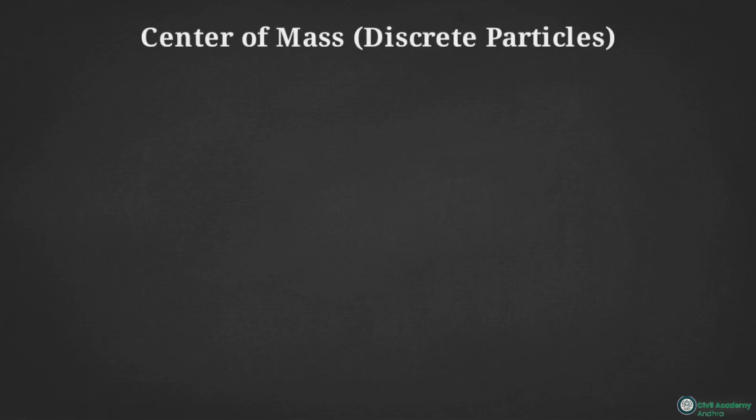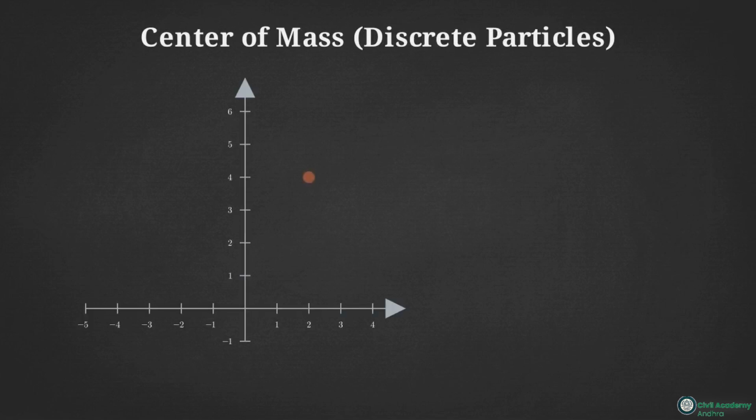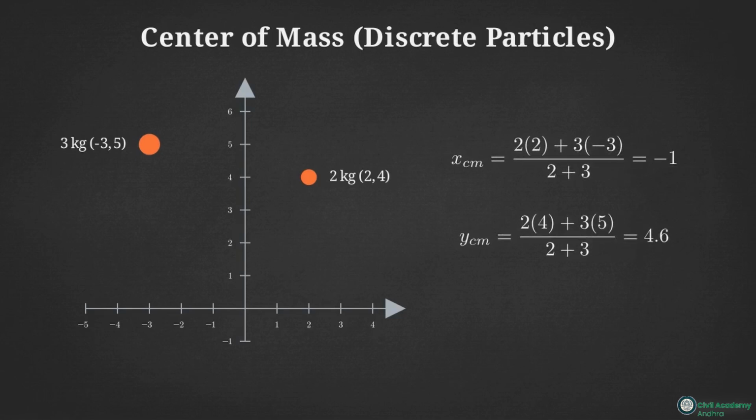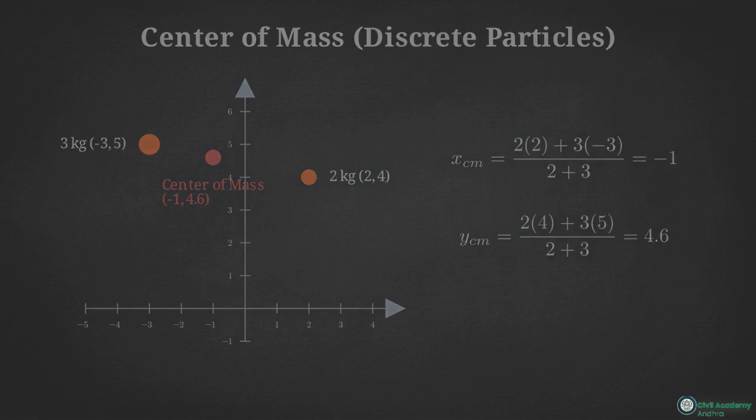To find the balance point of a complex system, we use a weighted average. Consider these two particles, a 2 kilogram mass at coordinates 2, 4, and a 3 kilogram mass at -3, 5. By multiplying each mass by its coordinate and dividing by the total mass, we find the system's equilibrium. For these 2 points, the center of mass sits at -1, 4.6.